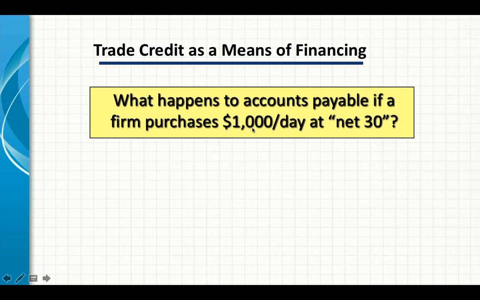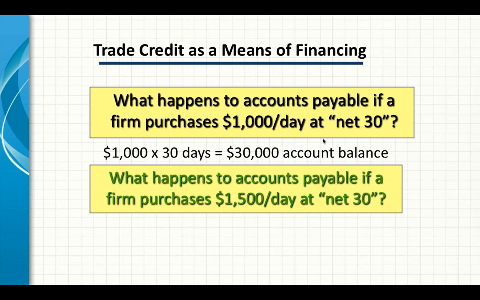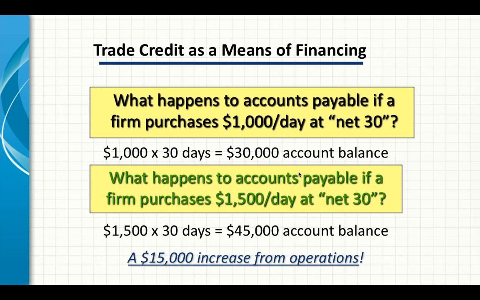There's a small question here. What happens to the accounts payable if a firm purchases $10,000 at net 30? Net 30 means that if you pay on the 30th day, there will be $1,000. And if it is a daily purchase, it will be 1,000 times 30, a 30,000 balance. If the firm purchases 1,500 per day for net 30, the accounts payable will be 45,000.